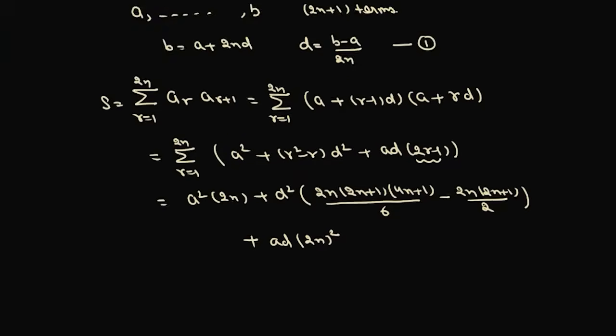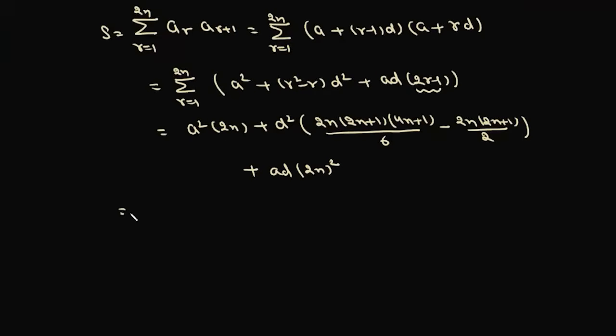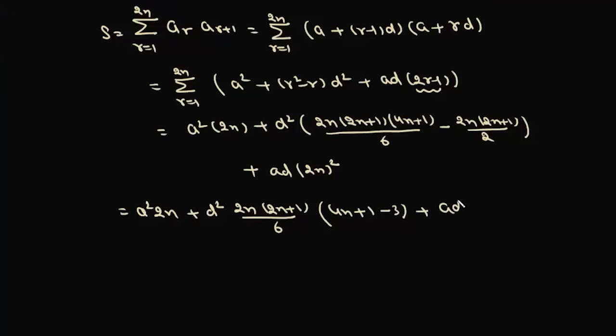Now we can simplify it. We can write this as a square into 2n plus d square, and here we'll take 2n into (2n plus 1) by 6 common, then we get (4n plus 1) minus 3, and plus ad into (2n) square. Now we'll substitute the value of d, and we know that d is (b minus a) upon 2n.